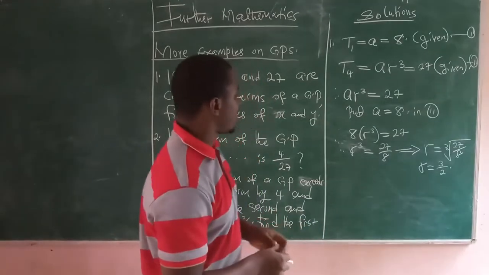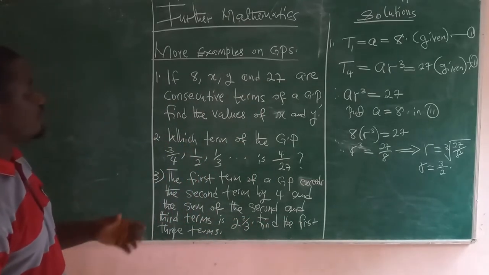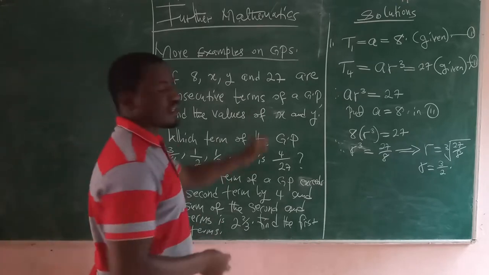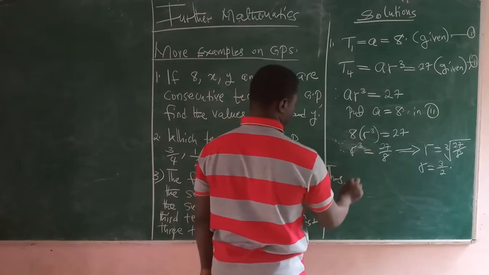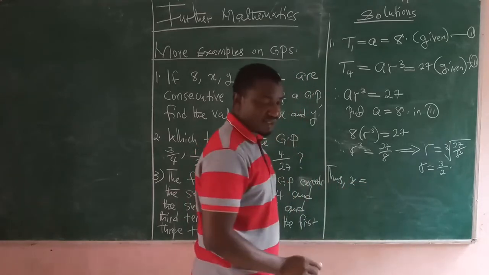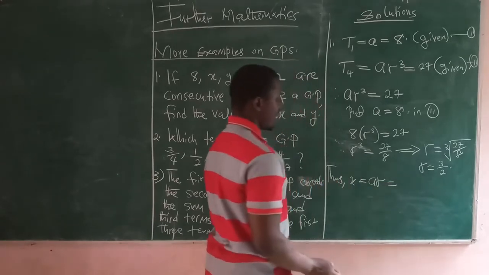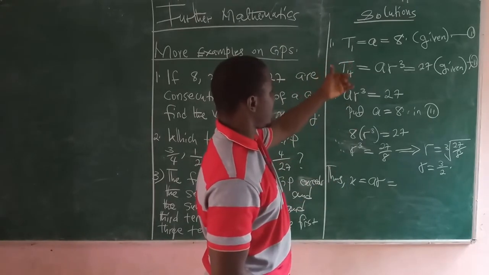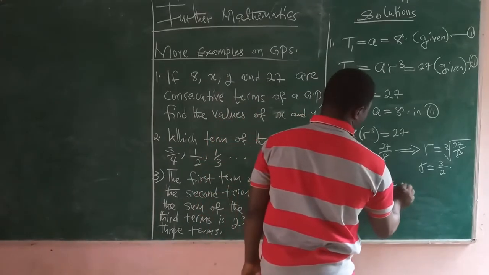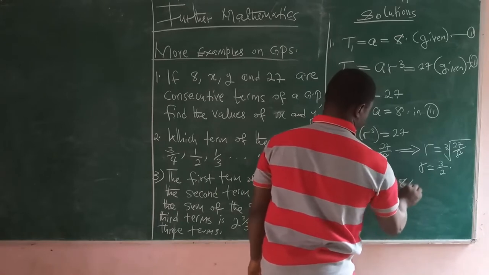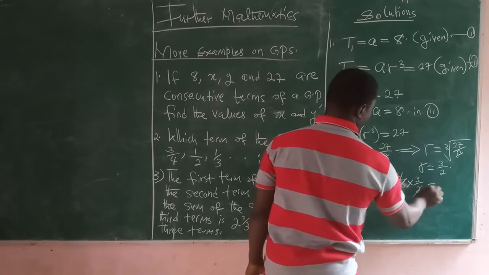Because we have gotten the common ratio, other terms can be obtained. What terms are we looking for? We are looking for x and y. x is the second term, and the second term is ar, which is equal to 8, my a is equal to 8 already, and my r is equal to 3 over 2. So I have 8 times 3 over 2. I will cancel out here to give me 4, 12.